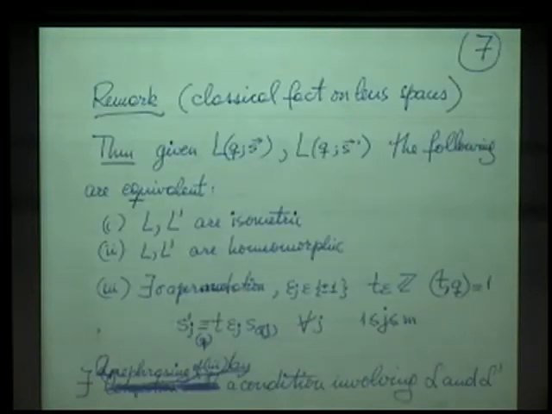Let's look at the classical fact on length spaces now. So this is very classical. Two length spaces are isometric if and only if they are homeomorphic. And this happens if and only if the parameters are connected as follows.